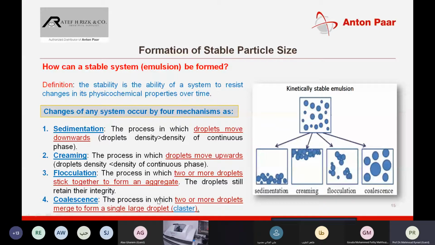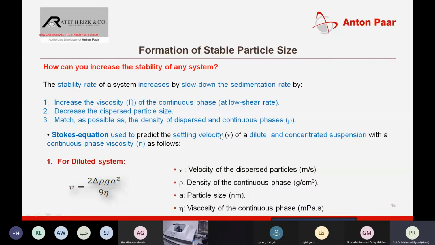How can we increase the stability of any system? The stability of any system can be increased by slowing down the sedimentation rate: by increasing the viscosity of the continuous phase at low shear rate, decreasing the dispersed particle size, and matching as closely as possible the density of the dispersed and continuous phases.